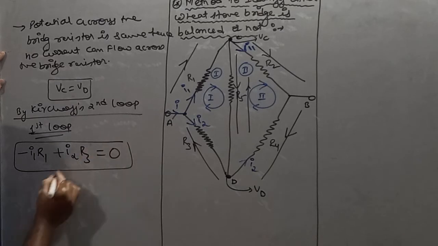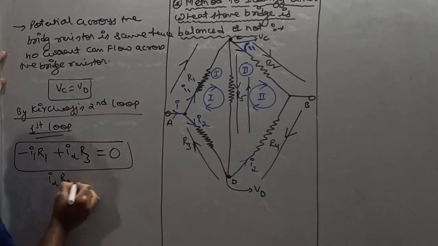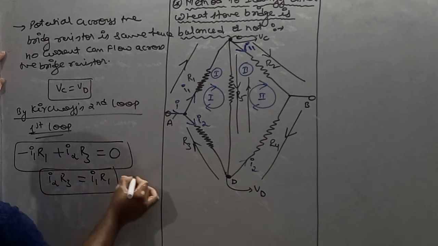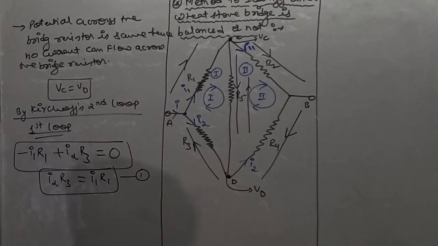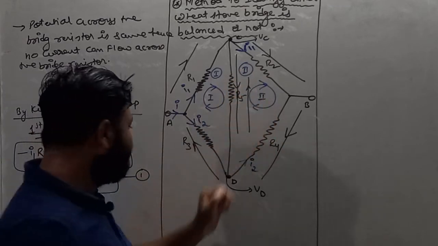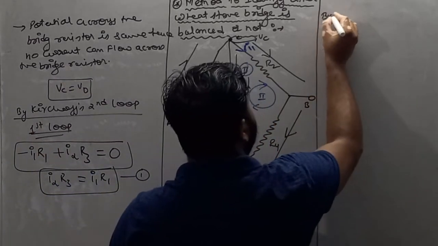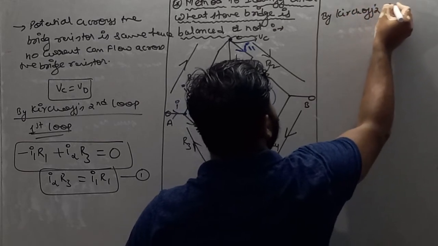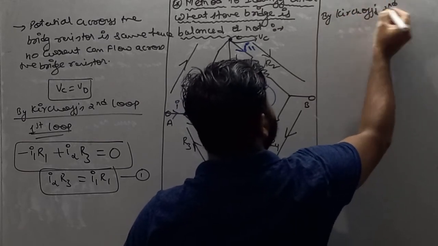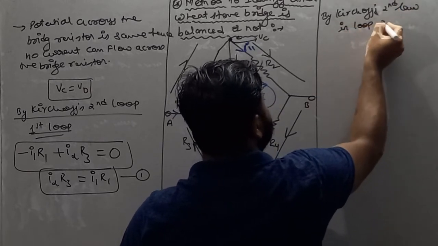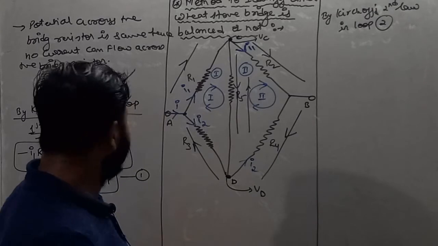Now take the negative to this side. So what we'll get: I2 R3 is equal to I1 R1. Let's suppose this is our first equation. Now similarly I'll apply Kirchhoff's second law in this loop. So I'll apply Kirchhoff's second law in loop second. Now I am applying Kirchhoff's second law in loop second.